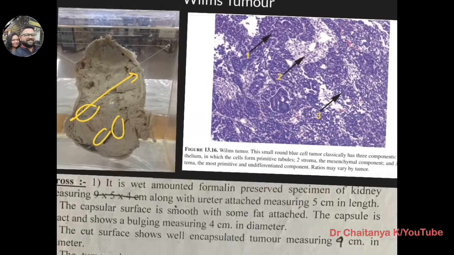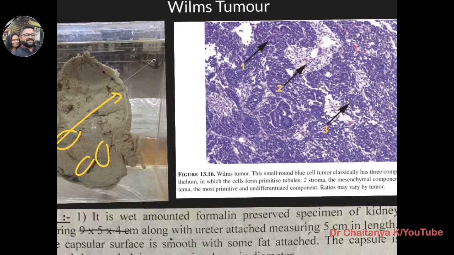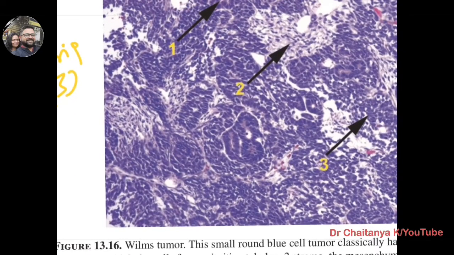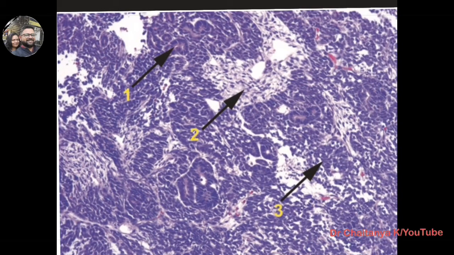Under the microscopy, Wilms tumor is called the triphasic tumor. Triphasic means there are three phases. So first, there are three things. One is a glandular appearance. Something is blue and appearing glandular. This is the first part, which is appearing glandular and blue in color.